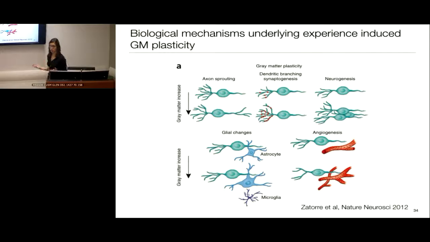And there are beautiful review articles, including this one that was actually published by Robert Zatorre, who's at the Montreal Neurological Institute. It's my favorite review article on the subject, that explains what the different biological mechanisms are that could lead to this change in gray matter volume that we see using MRI, and really highlights the need to improve the biological specificity of our techniques.